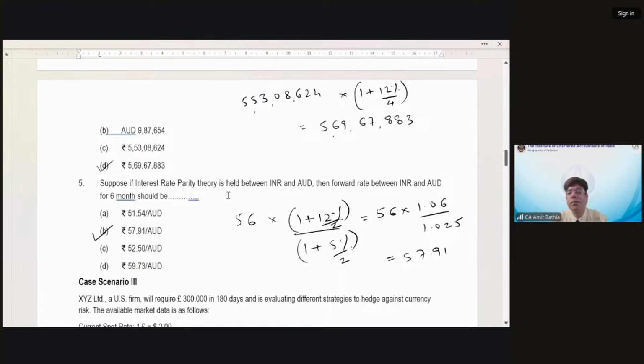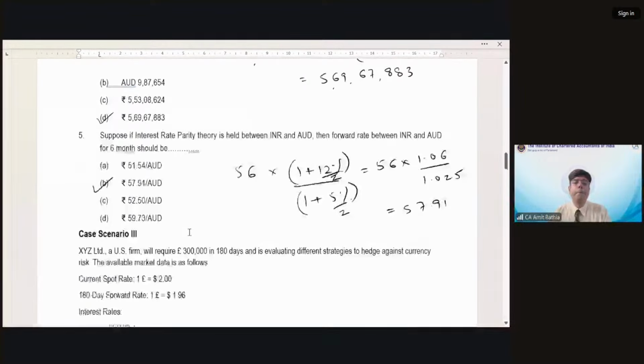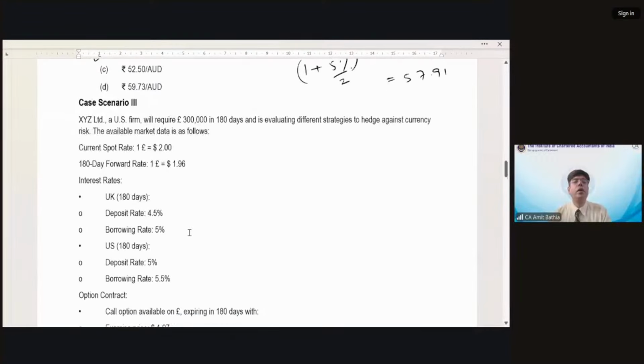All right. Now, let's start with case scenario third. I hope these practical questions are helping you understand the concepts even better. Because when these concepts are applied in practice, that is when it gives you more clarity, right? All right.